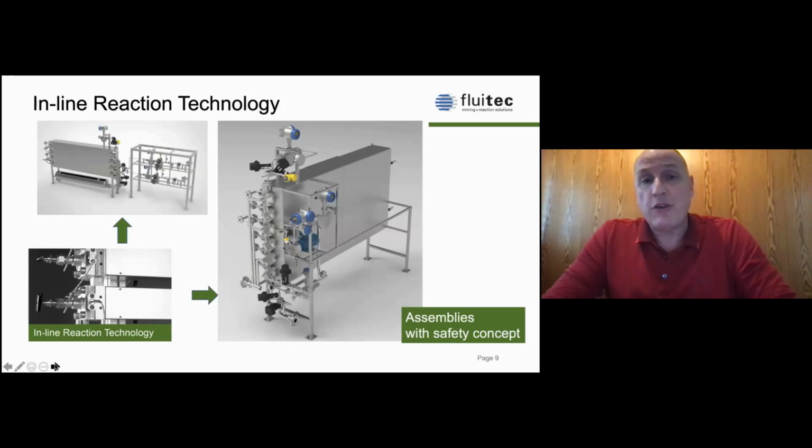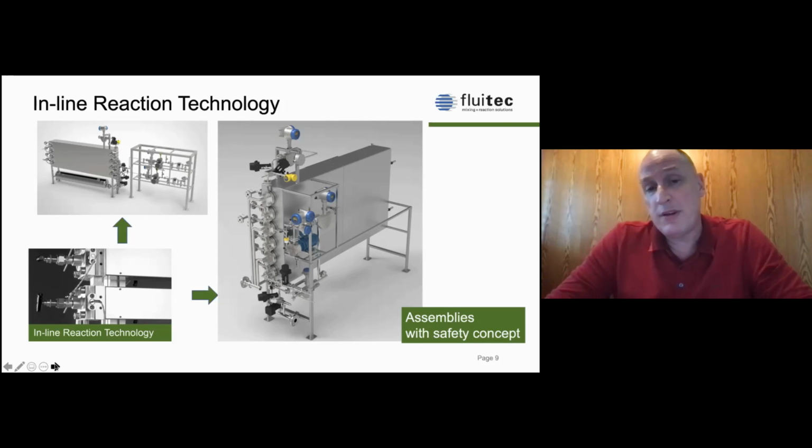An additional result could also be assemblies with a safety concept. These are assemblies where we are also focused on the dosing systems. We have a safety concept, we do a HACCP, everything is already done. We have a programmed control system, so clients can just take all this knowledge and reduce the time to market. Due to our experience, it's almost a year. And that means you can reduce the cost quite dramatically.